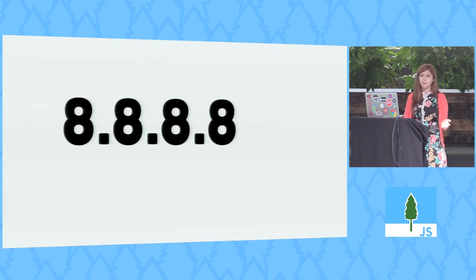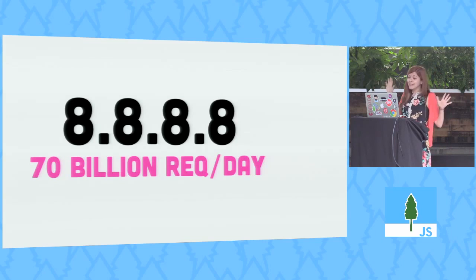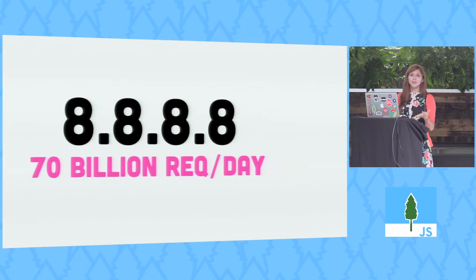And in 2012, when it came around, they published some numbers as to how this was going. So it was getting something like 800,000 requests a second, to a total of 70 billion requests a day. That's clearly not one machine. That's a cluster of machines. But that's pretty ridiculous. So that should tell you how chatty DNS servers tend to be.